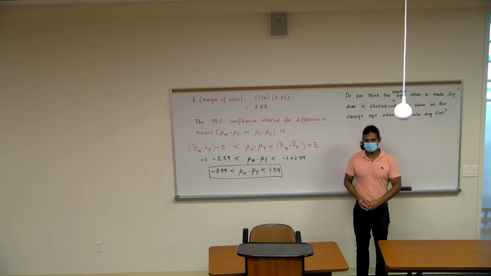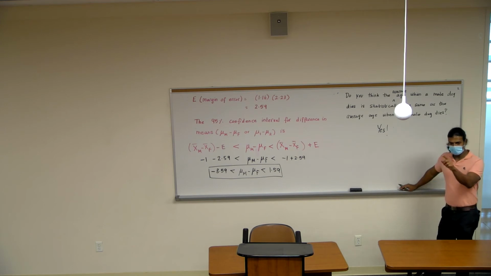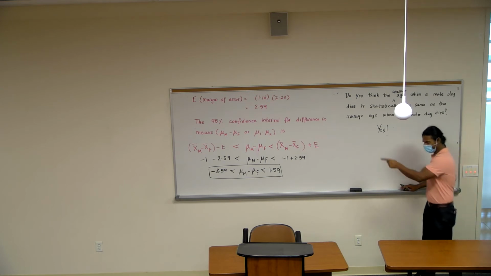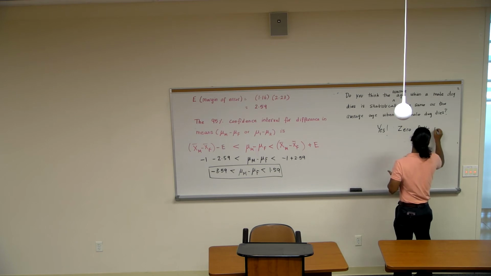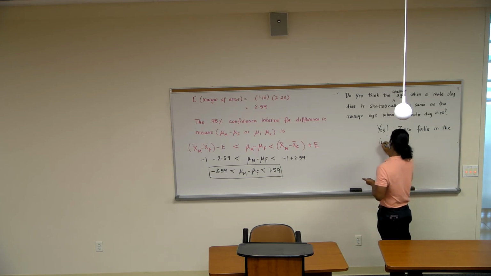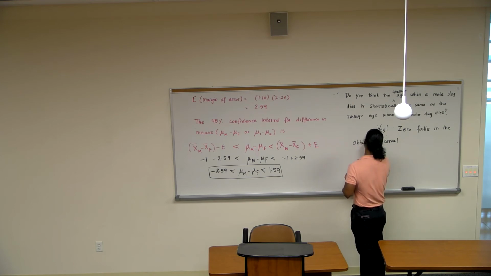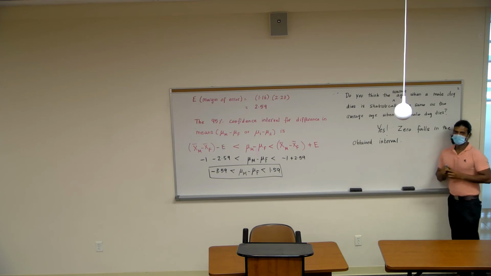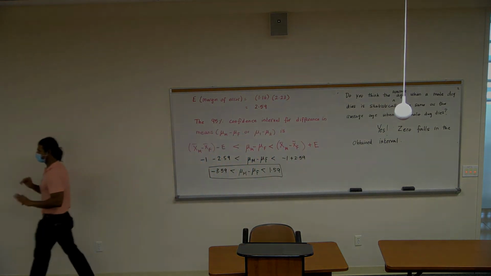Could they be statistically the same? Yes. We're not saying that they are exactly the same. We're saying that statistically, we can't say that there is a significant difference. An easier way to identify that is 0 falls in the obtained interval. So 0 falls clearly between negative 3.59 and 1.59, so statistically they are likely to be the same. Are we clear? Yes? Okay, if you have your calculator, go ahead and grab that.